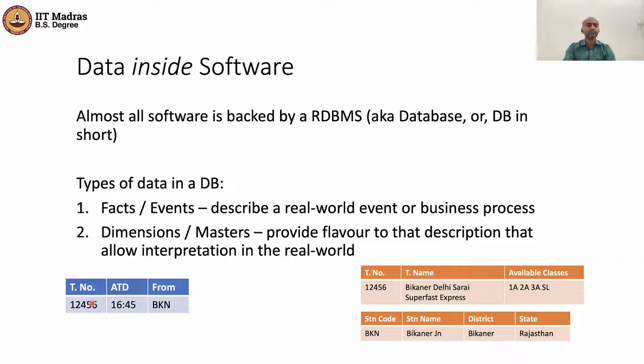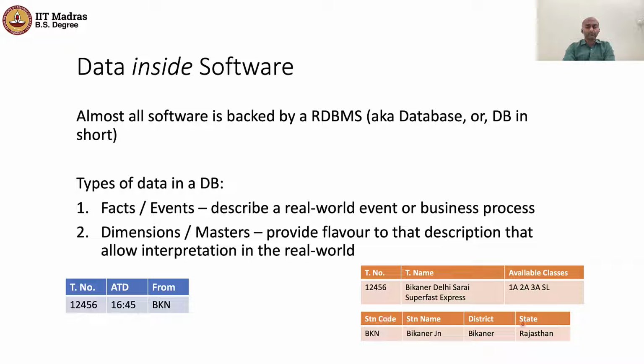That's already happened. A machine that takes a look at this data does not know what T-no refers to, what ATD refers to, what from refers to, what BKN refers to, right? All of those are just bytes. But a human looking at it can kind of understand where the context is train ticket bookings, and here it's about a train that's leaving a particular station. Now, what is BKN? Maybe some of you know, some of you don't know. You can then use the dimension which lends flavor, which talks about what BKN is, right?